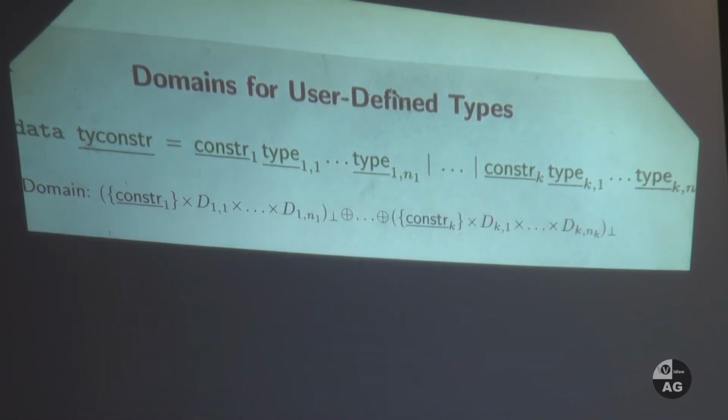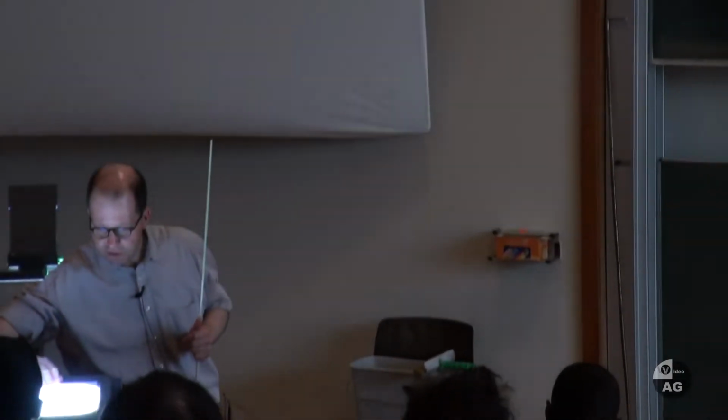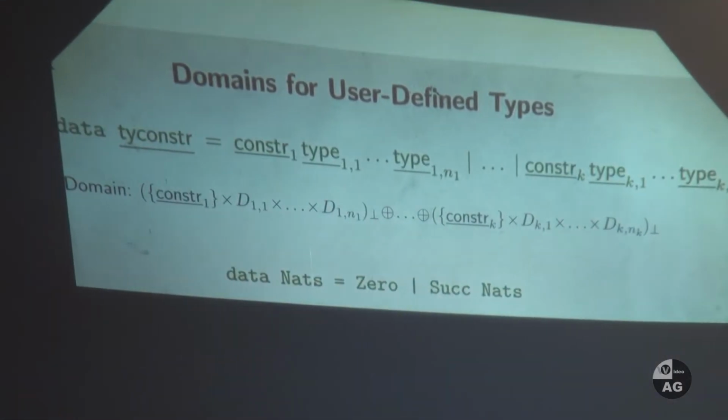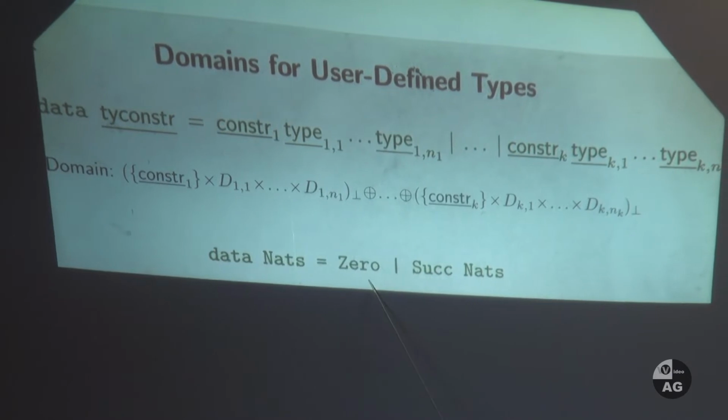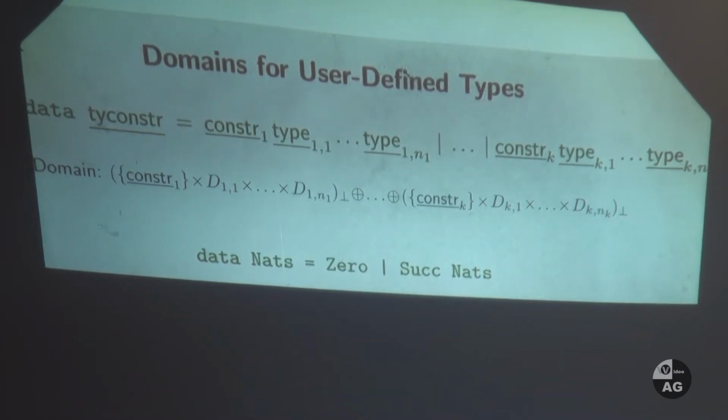So let's do this in an example. Let's look at this example where we define a data type for natural numbers. So there are two data constructors. One is 0 and the other one is suc. Suc takes an argument of type nuts. 0 takes no argument. And of course, here we have the additional difficulty that this is a recursive definition. So we introduce a new data type called nuts, but we use it in its own definition.